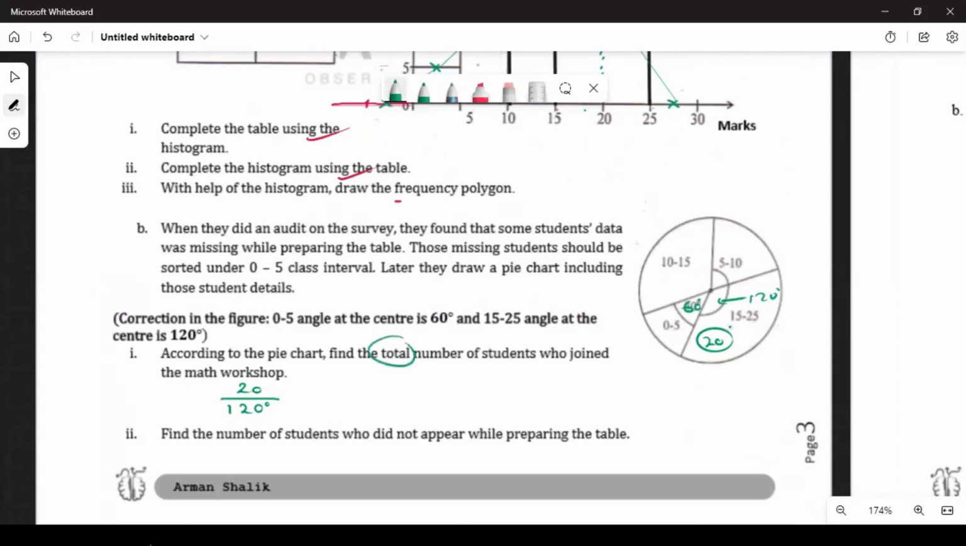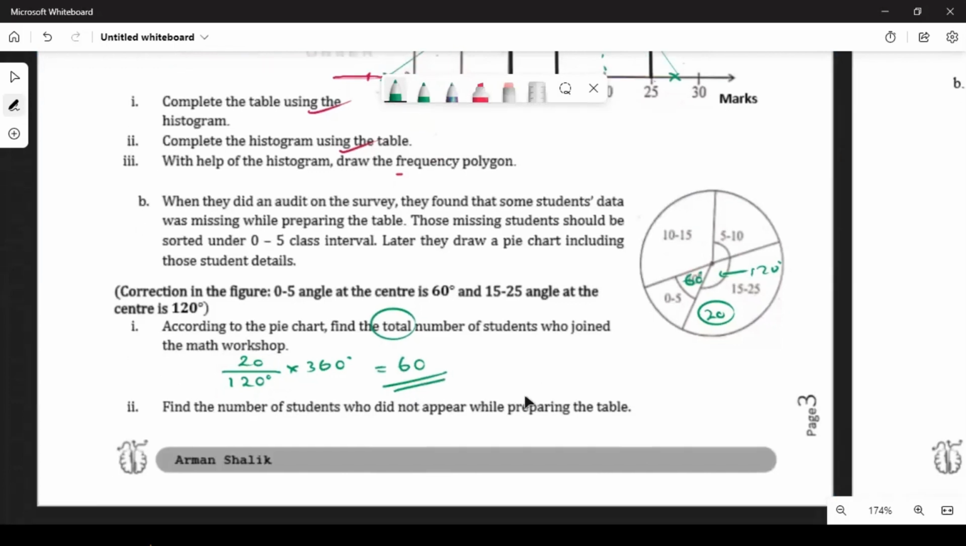They're talking about the total number of students. Total number of students means the entire pie chart. Listen carefully. In the entire pie chart, you have 360 degrees. So if 120 degrees denotes 20 students, from 360 degrees, how many students are there? Simplify: 120 divided by 120 equals 1, 360 divided by 120 equals 3, 20 times 3 equals 60. So there are 60 students in total.